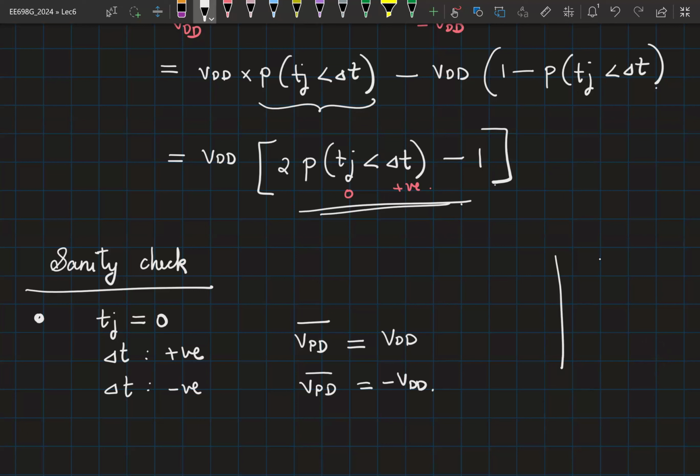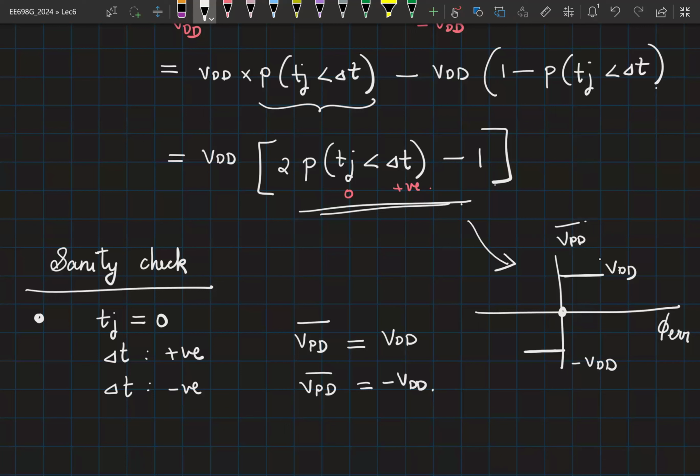So we had the phase error versus VPD average plotted. We have considered this for small values of delta T and small values of Tj, Tj equal to 0. So what do you see? You would have gotten VDD here and minus VDD here, and that matches with whatever the equation is telling us. So for Tj equal to 0, this simplifies to this scenario, okay? So it's already 6 o'clock. I'll deal with how we can make use of this equation in the next class. Thank you.